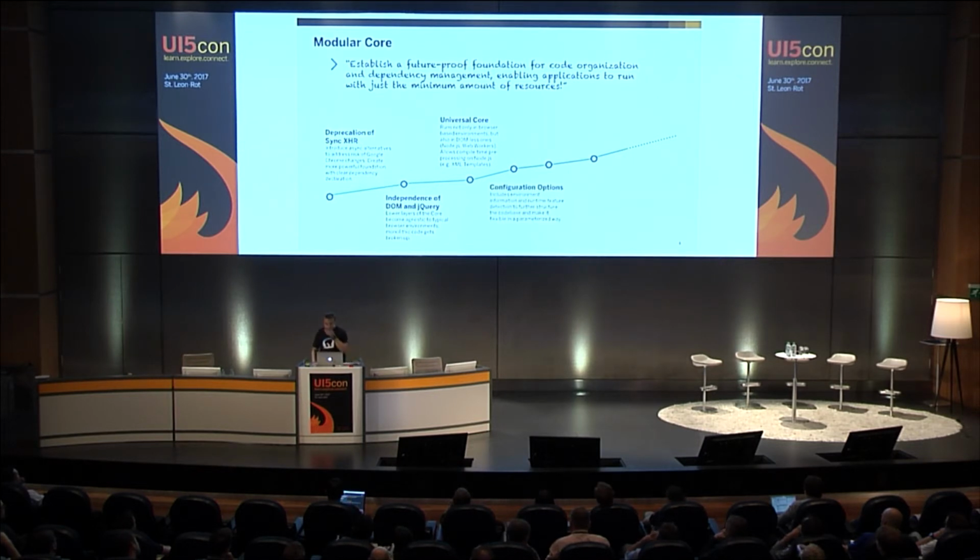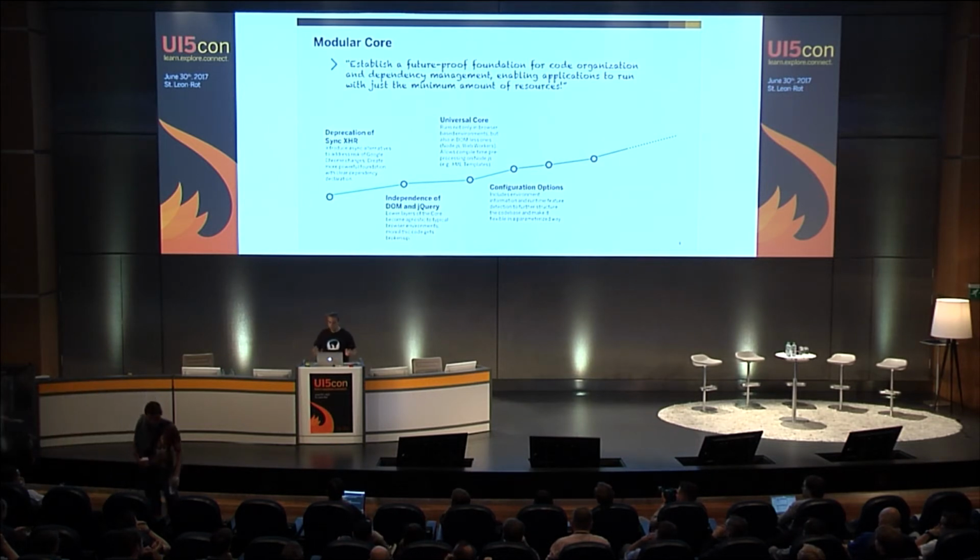Other important things are configuration options. We need to have environmental information which can be provided for the framework to decide what kind of modules to use. This is something we also need to establish here: that we have environmental information coming from Node or from the browser, and depending on that, we load the specific modules which are required for them.